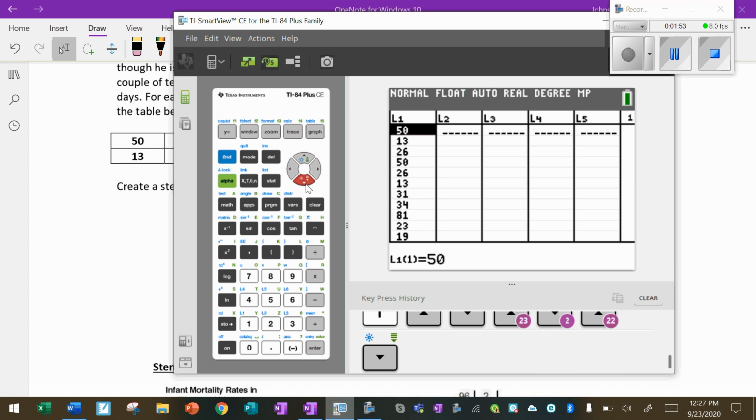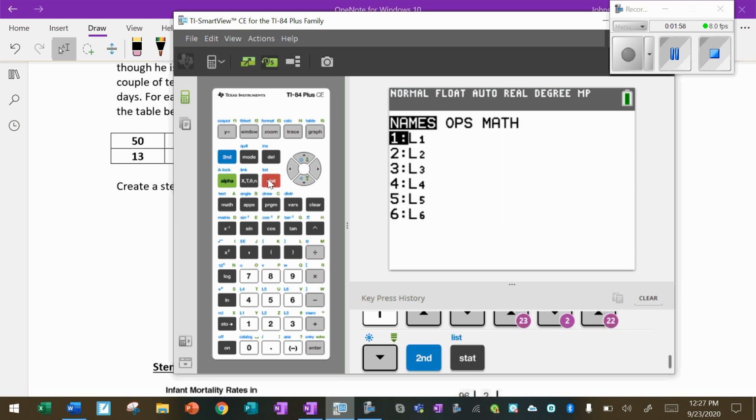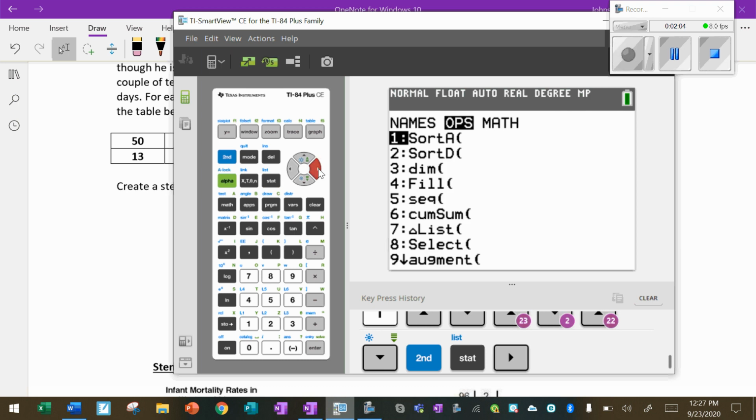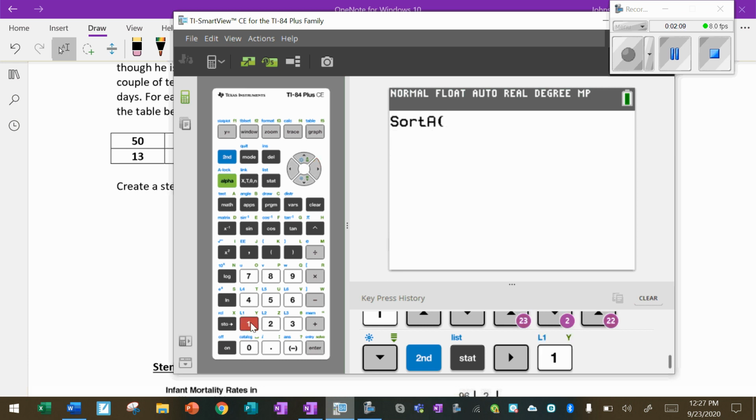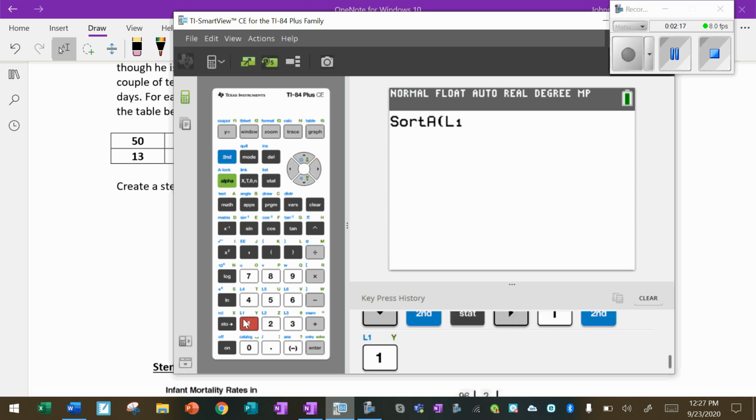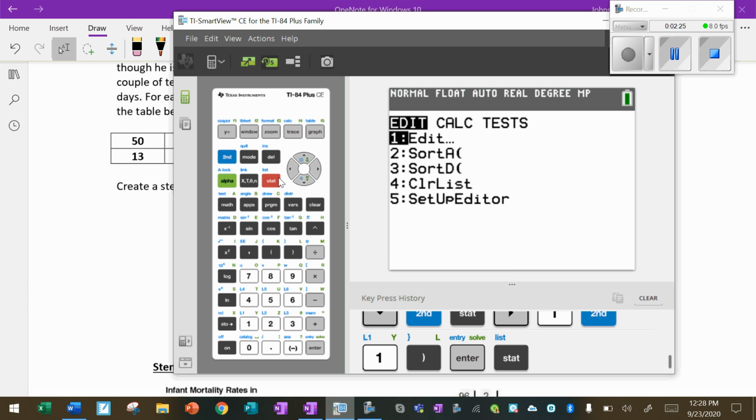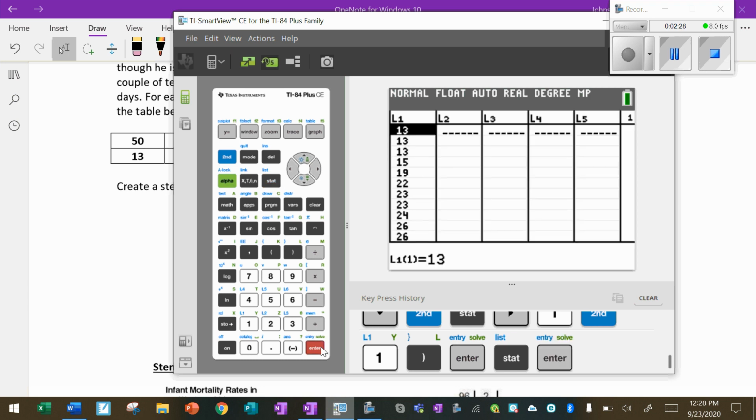If you go to list, which is second stat, and we go over to operations, OPS, we can sort our list in either ascending order or descending order. So if I choose number 1, ascending order, and I tell it, hey, calculator, can you sort list 1? So hit second, number 1, and hit enter. Now you don't see anything, but if you go back into stat edit, you can see that your data is in order. Okay, now why is this useful?